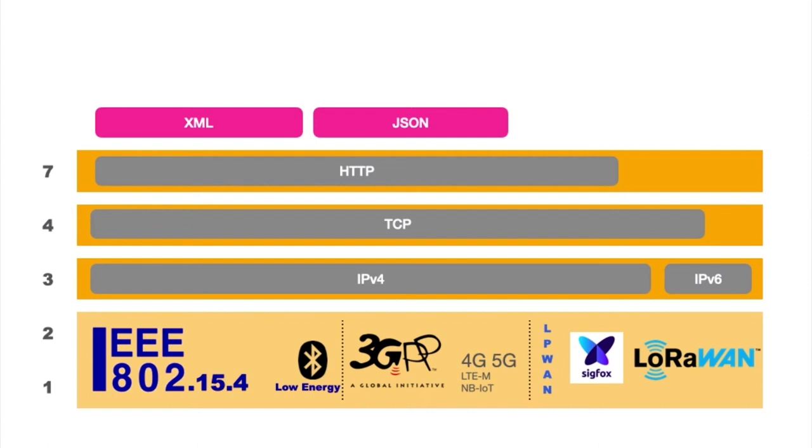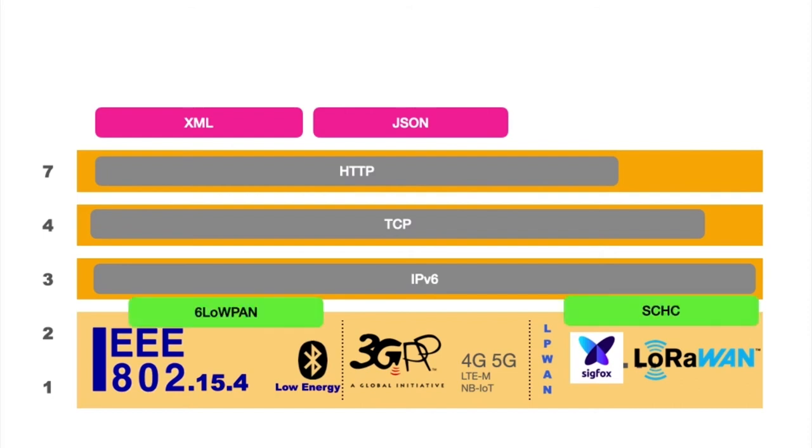At Level 3, we are moving towards using IPv6 since version 4 has its address space saturated. But IPv6 involves larger headers, which is problematic because Level 2 networks carry smaller frames. Therefore, we have two adaptation sublayers that will compress headers. 6LoWPAN for IEEE 802.15.4 type networks and SCHC, or CHIC, for LPWAN networks.